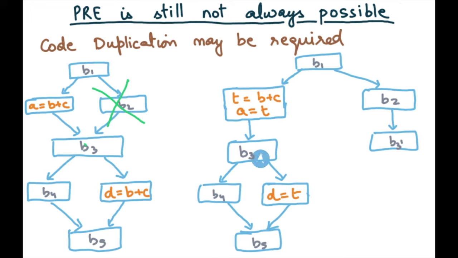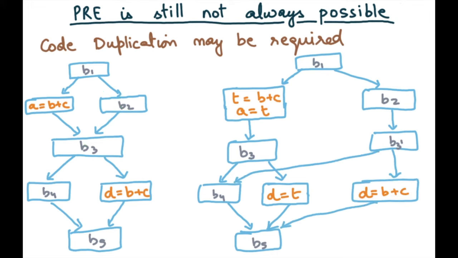So maybe I just duplicate B3, but then from B3 the outgoing edges are shared. So for example, if B3 goes to B4, then both B3 and B3 prime, which is the copy of B3, can go to the same B4, right? Whereas for D equals B plus C, one of them has a specialized version, D equals T, and the other one has the original version, which is D equals B plus C, and both of them can now go to B5. And so this would be our transformed program.